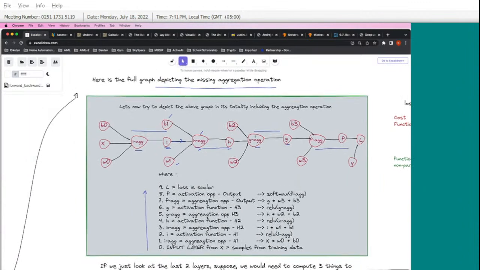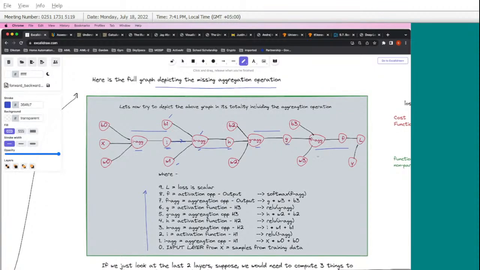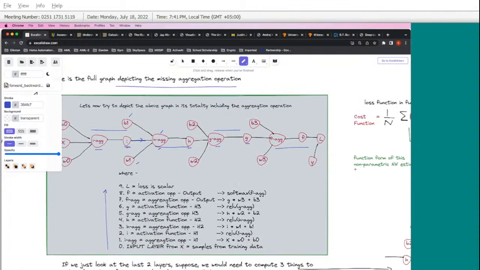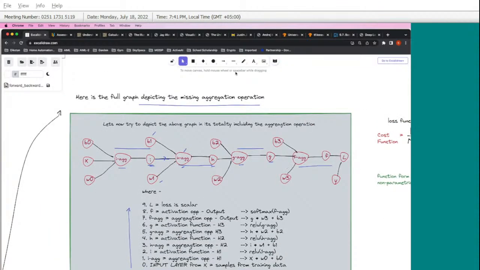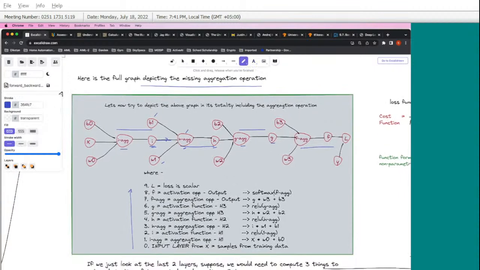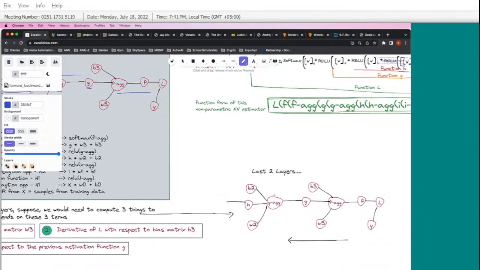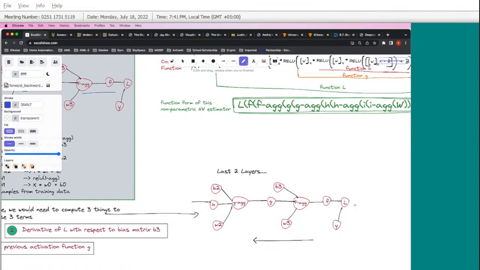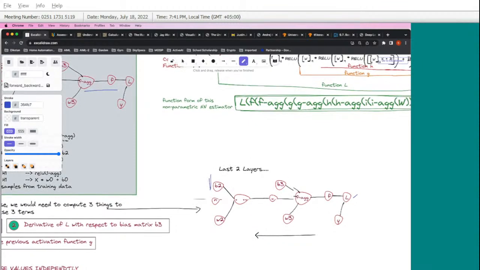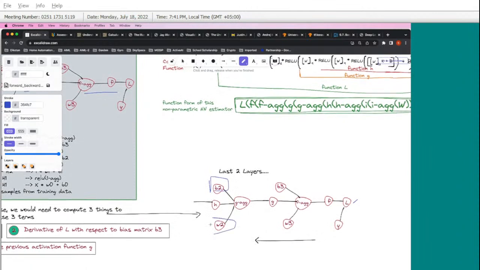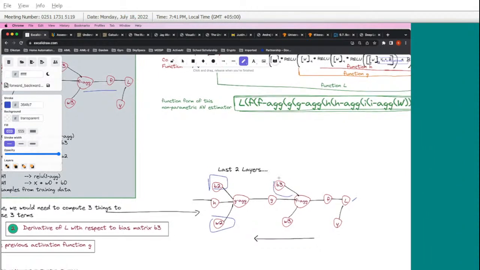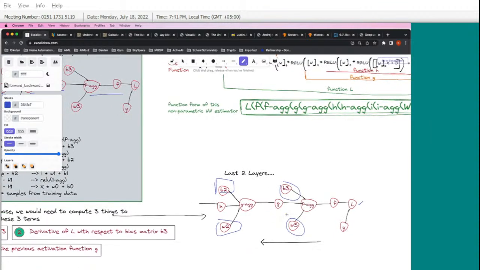So my aggregation takes three values, while my activation takes only one value. Now that you have understood this, I'm assuming you have understood it, it will take some time. It is okay, I will share this note again and you can take your time to look at it. If you look at only the last two layers, and let's focus on this because our objective is to learn L, we are only interested in B's and W's, nothing else. So for every layer, I have to be interested in my B's and W's.